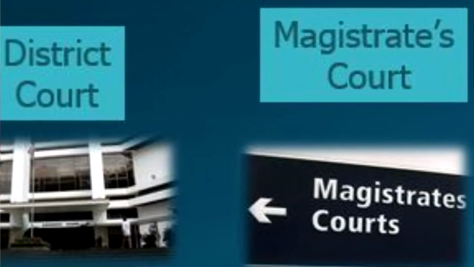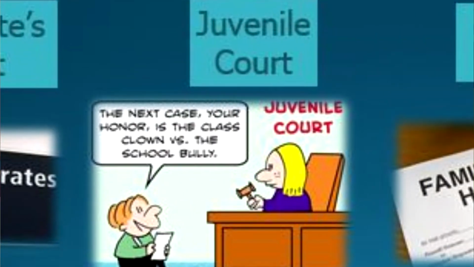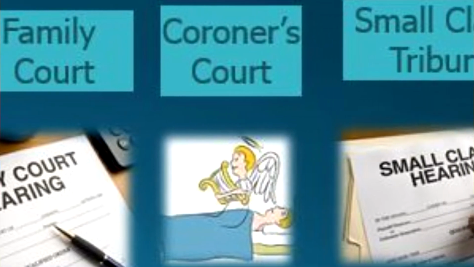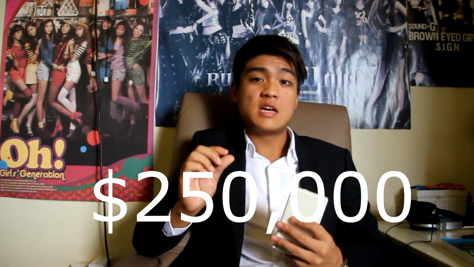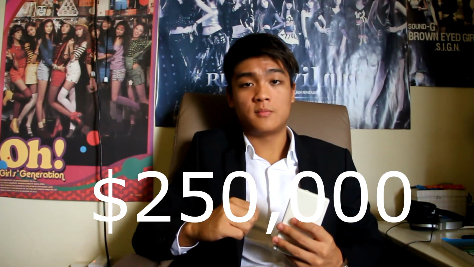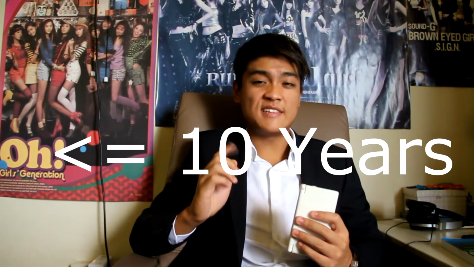The lower courts are collectively called the subordinate courts, which consist of the Magistrates Court, the District Court, the Juvenile Court, the Family Court, Coroner's Court, and the Small Claims Tribunal. On top of all those, let us not forget the Sharia Court. The monetary limit for the District Court on matters like contract and tort is strictly $250,000. For criminal jurisdiction, the court can try all offences for which the maximum term of imprisonment does not exceed 10 years, or punishable only by a fine.